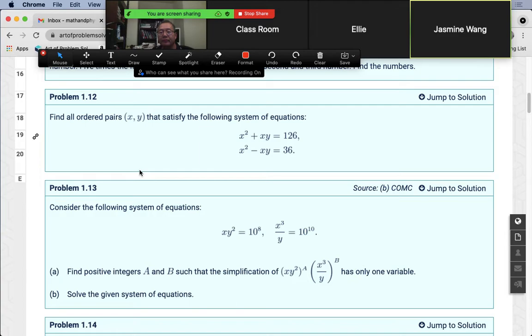You could add. Yes, that's the best way then. 2x squared is equal to 162. And then you divide both sides by 2 and you get x squared is equal to 81, and then square root, and then x is equal to 9.